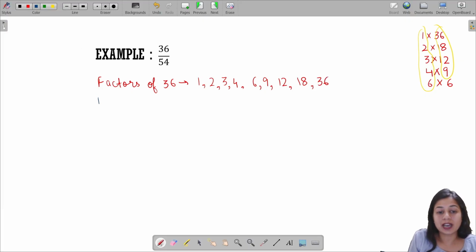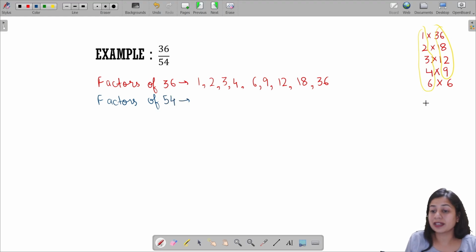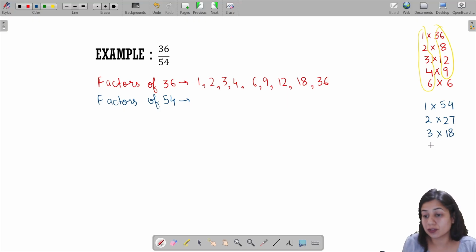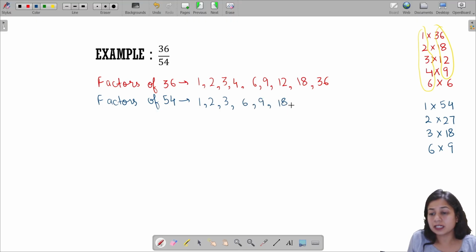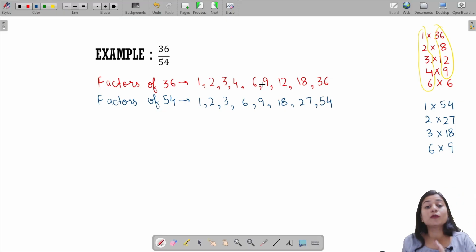Then next we have to find the factors of 54. Let's find them. 1 and 54 gives us 54. Then 2 into 27 gives us 54. Then 3 into 18 gives us 54. Then we have 6 into 9, which gives us 54. So the factors are 1, 2, 3, 6, 9, 18, 27 and 54. So this was all about factors.